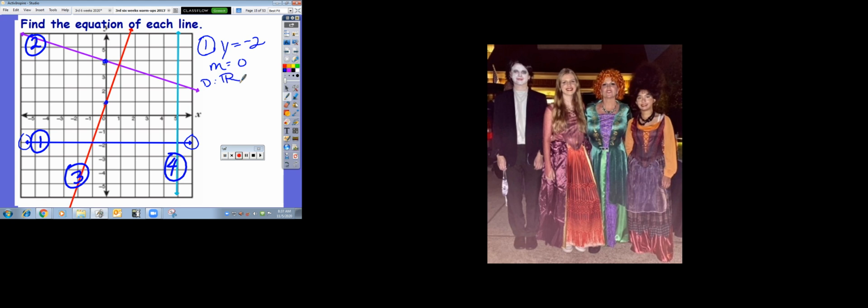Most domains of lines are going to be all real numbers. There's an exception though when you've got one of those vertical guys. Range is a little bit different. Range is usually all real numbers as well if you've got a true line, except this is a special line. What's the range of this guy?